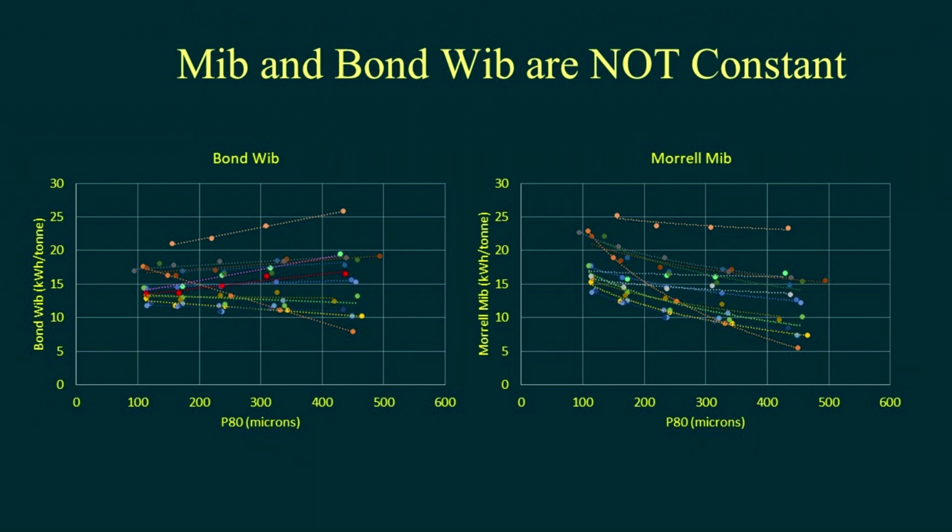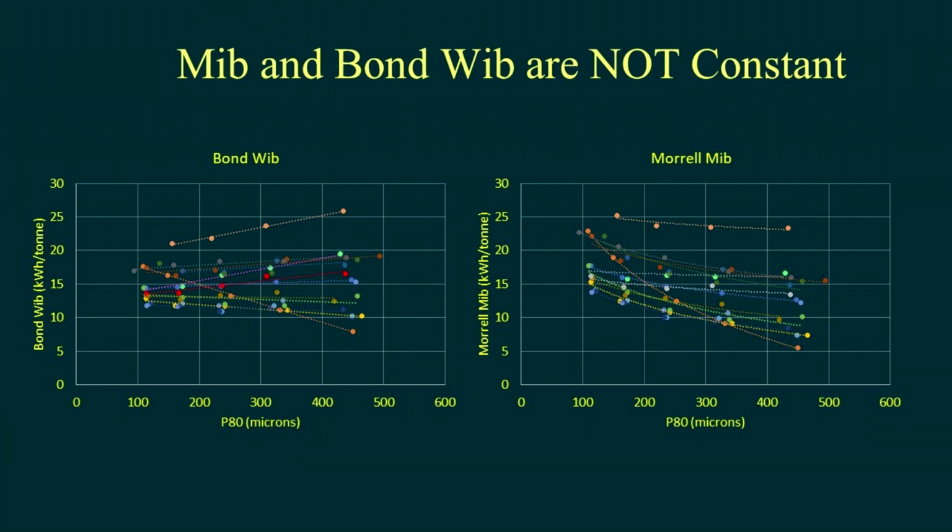Fine. Look how many actually go in exactly the opposite direction. There's one there. There's another one there. That's counterintuitive. That actually doesn't make sense. To contrast it, the Morrell work index, they all go in the direction of increasing with decreasing particle size.